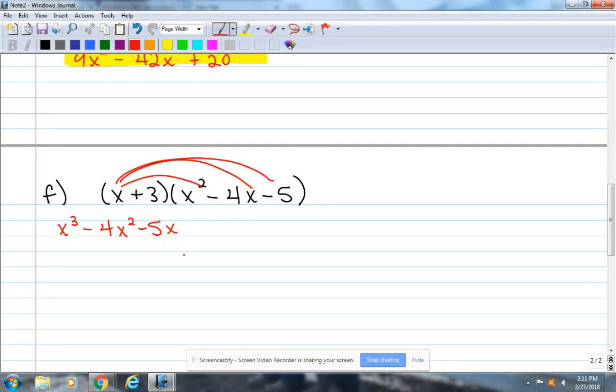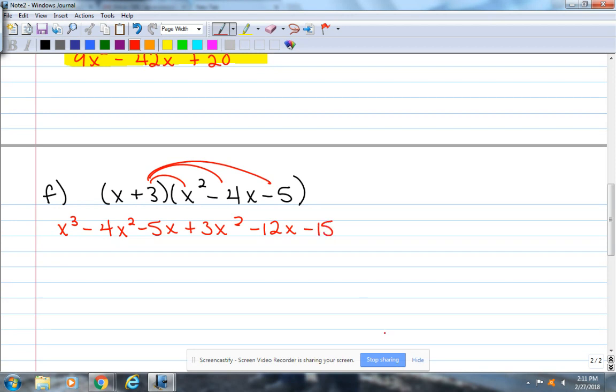We'll erase my arrows for a second. So now I'm going to do the same thing with 3. We'll start over with 3. So what's 3 times x squared? 3x squared. What's 3 times negative 4x? Negative 12x. And what is 3 times negative 5? Negative 15. And I'm done multiplying. Any questions on my multiplication? So now we got to combine like terms.